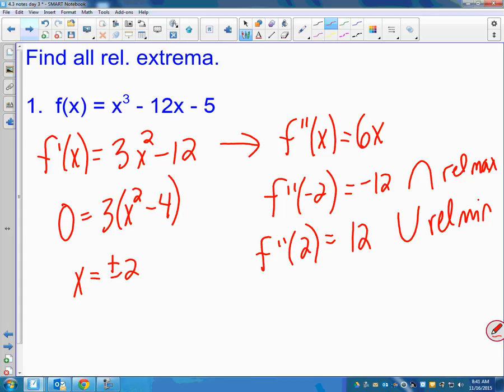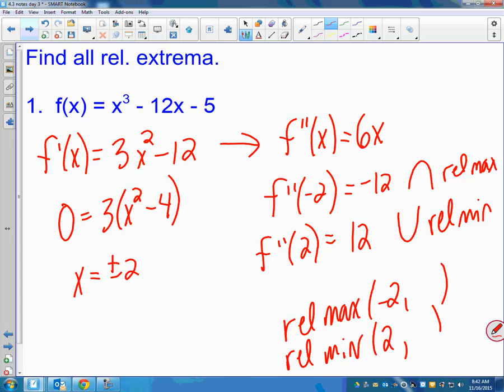I've got to find the y values to go with it, right? So 12 and negative 12 are not the y values to go with it. Those are my second derivative values. So I would want to say there's a relative max at negative 2, find the y value, and a relative min at 2, find the y value that goes with it.